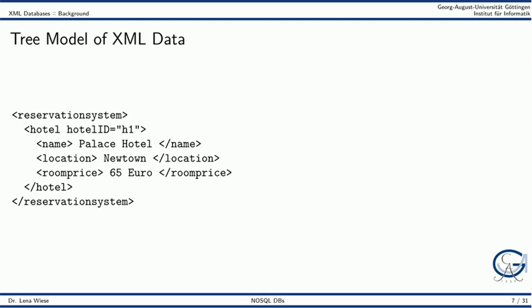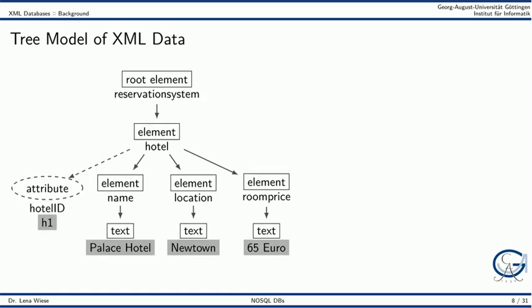We will look at an example of a reservation system for hotel rooms. Reservation system is the root node. It has a child node called hotel, which also has an attribute. The hotel node has further sub-elements as child nodes. Here we see the tree representation of the example XML document. Note that the attribute hotel ID has its own node. Moreover, each text inside an element has its own text node.